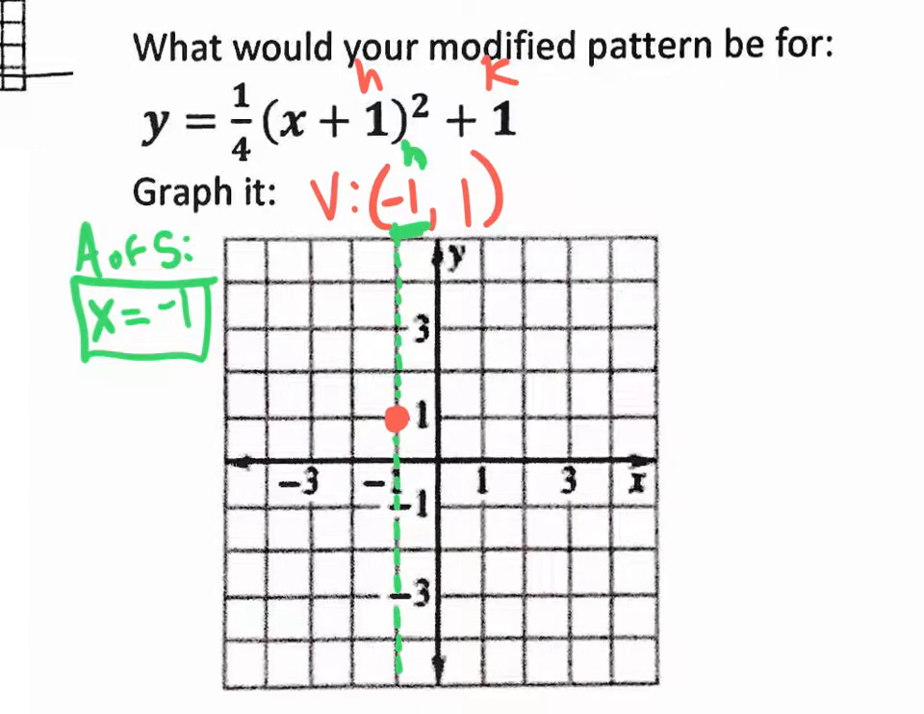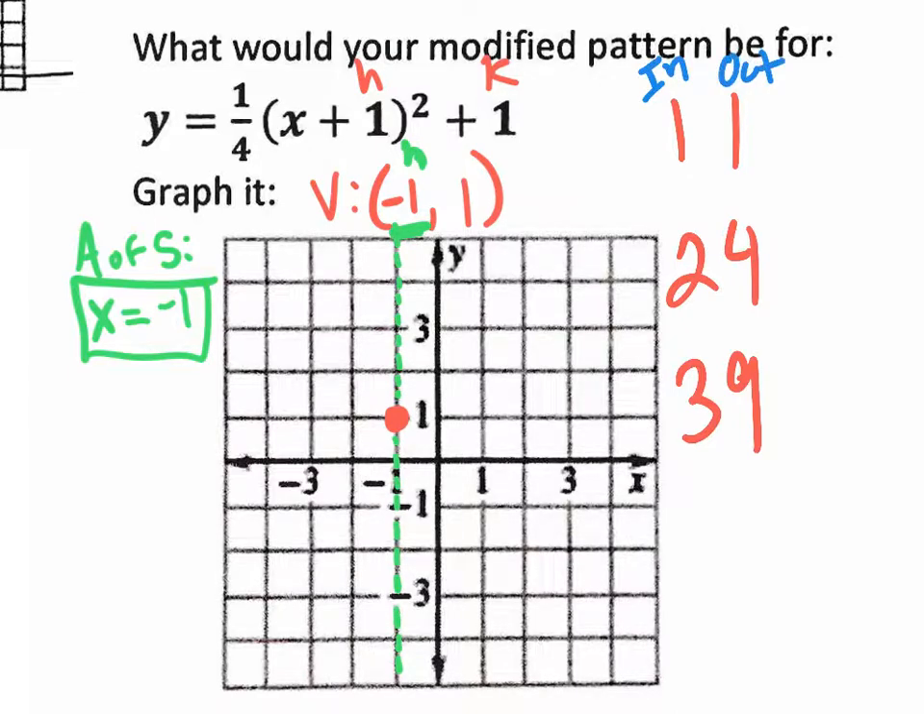Okay, so why do I want this axis of symmetry? When I come up with my pattern, it becomes really easy to map it over to the other side. So what pattern do we know? We know 1, 1, 2, 4, 3, 9. Everybody jot that down. That's our original pattern. The original pattern had the inputs of 1, 2, 3 and the outputs of 1, 4, 9, right?